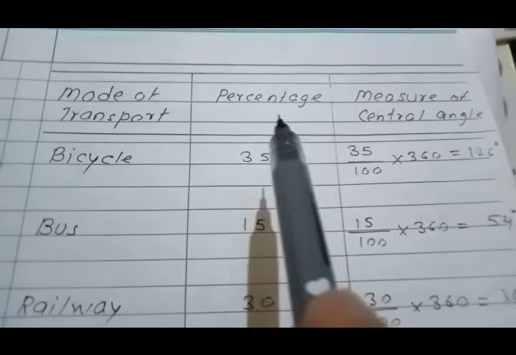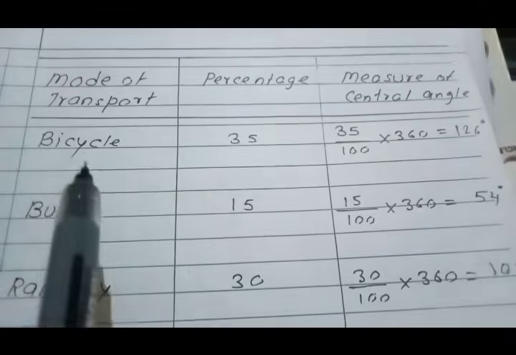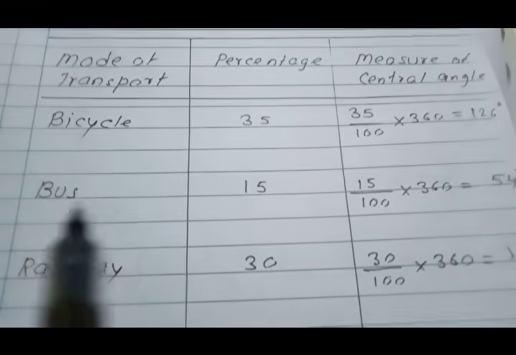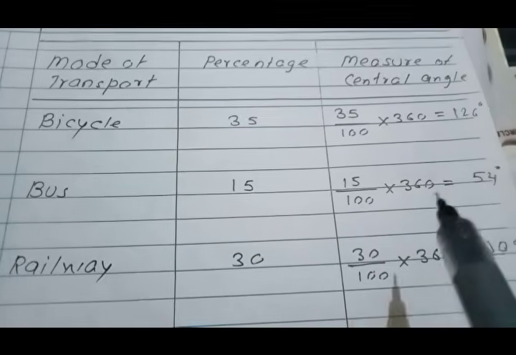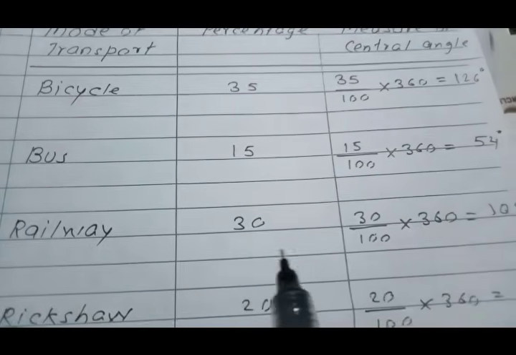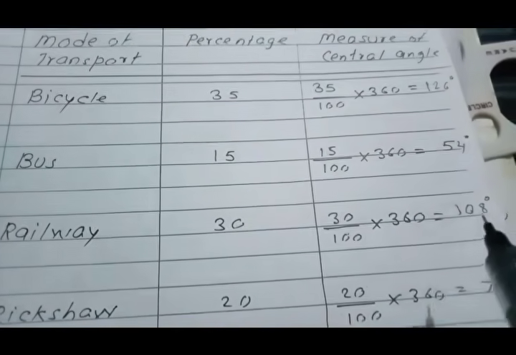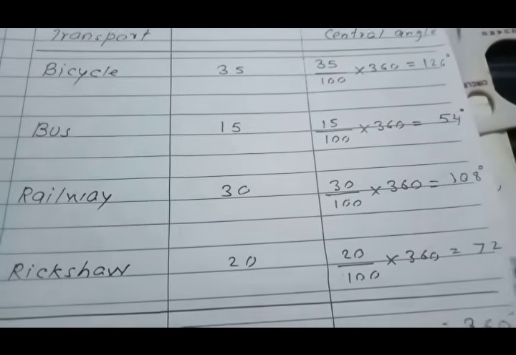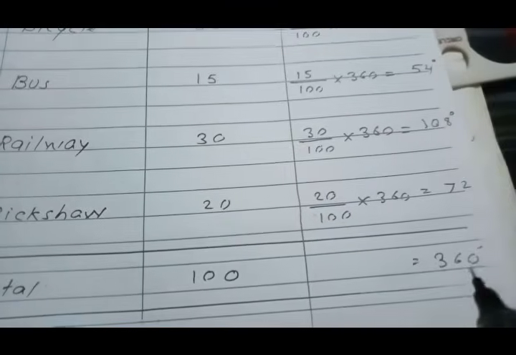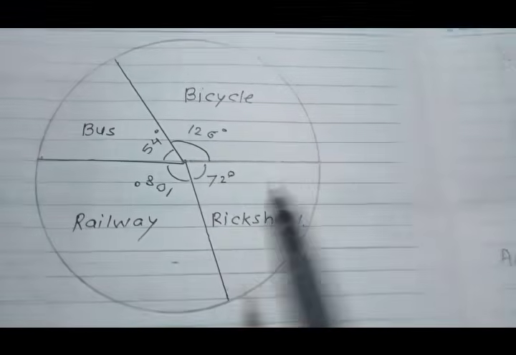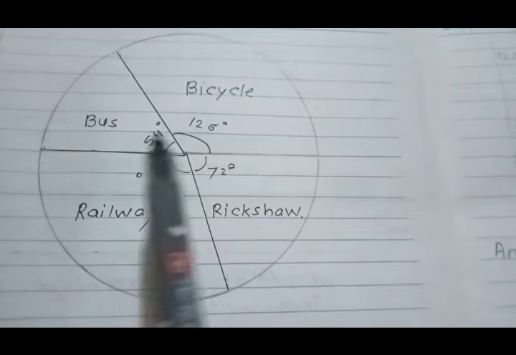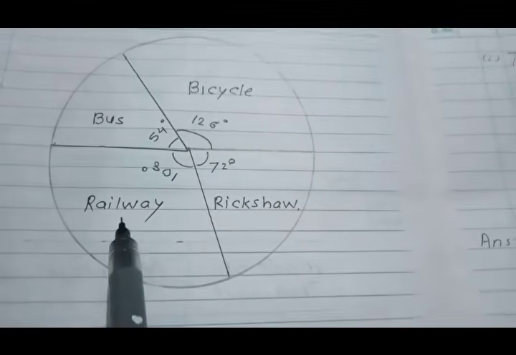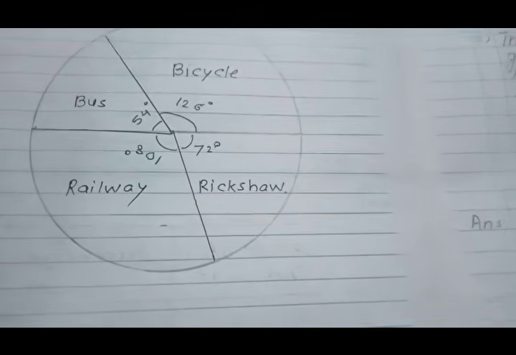mode of transport, percentage, measure of central angle. Bicycle 35: 35 upon 100 into 360, so 126 degrees. Bus 15: 15 upon 100 into 360, 54 degrees. Railway 30: 30 upon 100 into 360, 108 degrees. And rickshaw 20: 20 upon 100 into 360, so 72 degrees. The addition is 360 and 100. Here is the pie diagram: 126 degrees bicycle, 54 degrees bus, 108 degrees railway and 72 degrees rickshaw.